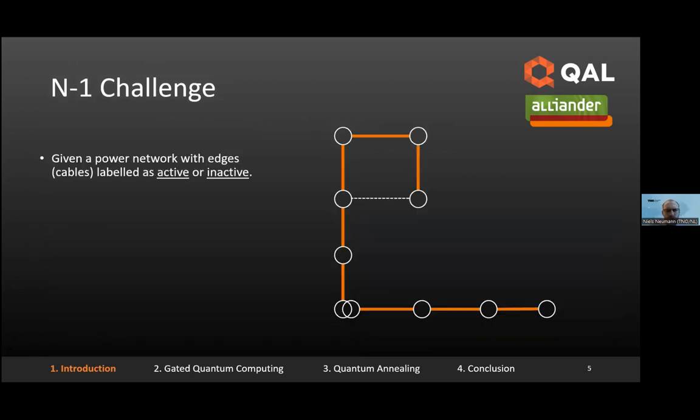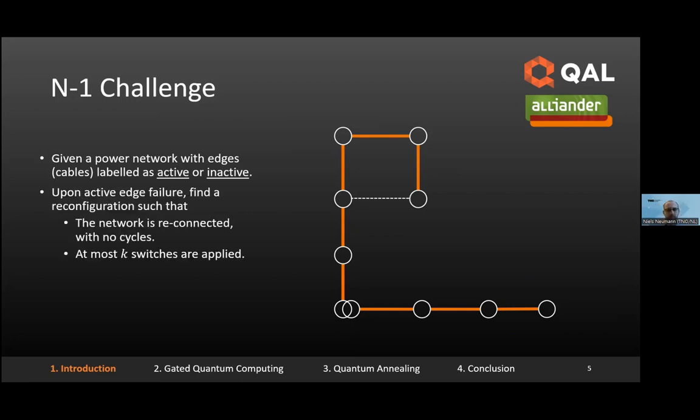So what does it look like? Well, let's represent this electricity grid by a simple graph. We see solid orange lines, and these lines are active. We see nodes, and those are intermediate points. And we see dashed lines, and these dashed lines are inactive. They are present in the network, but they are currently not used. And these inactive edges can be used to fix the network in case that something breaks. So suppose that one edge breaks, indicated by this red cross here.